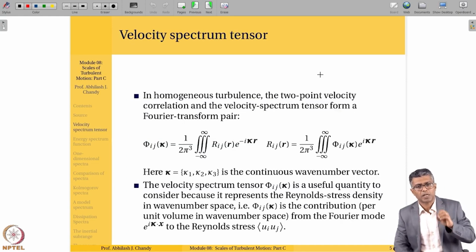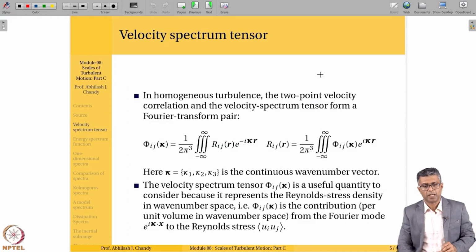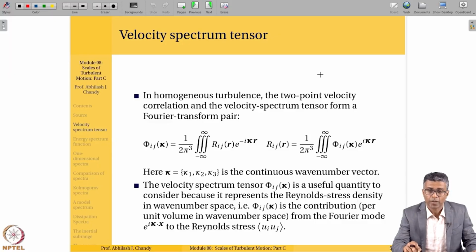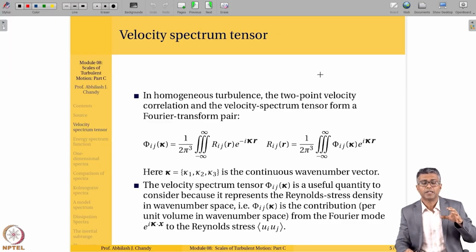Now, what does a velocity spectrum tensor mean? So in homogeneous turbulence, what does homogeneous turbulence mean? Statistically, there is no variation with space. Everything is, you have a single value. You vary with space, there's no statistical variation with space. So that's what homogeneous turbulence is. And then you have the 2-point velocity correlation. You already know what that is.